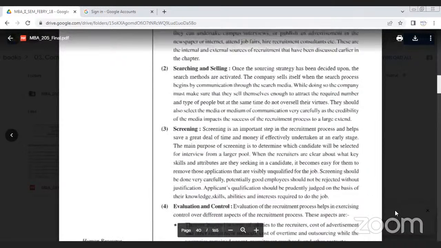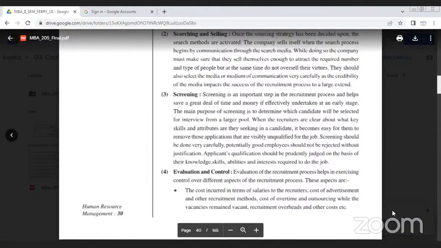Screening. Screening is an important step in the recruitment process and helps save a great deal of time and money if effectively undertaken at an early stage. The main purpose of screening is to determine which candidates will be selected for interview from a larger pool. When the recruiters are clear about what key skills and attributes they are seeking in a candidate, it becomes easy for them to remove those applications that are visibly unqualified for the job. Screening should be done very carefully. Potentially good employees should not be rejected without justification.